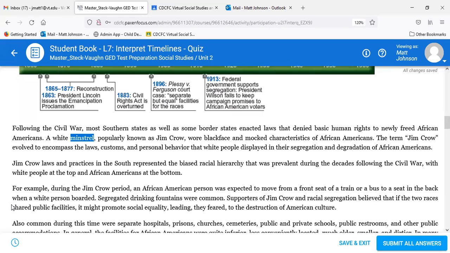Jim Crow laws and practice in the South represented the basis of the racial hierarchy that was prevalent during the decades following the Civil War, with white people at the top and African Americans at the bottom.